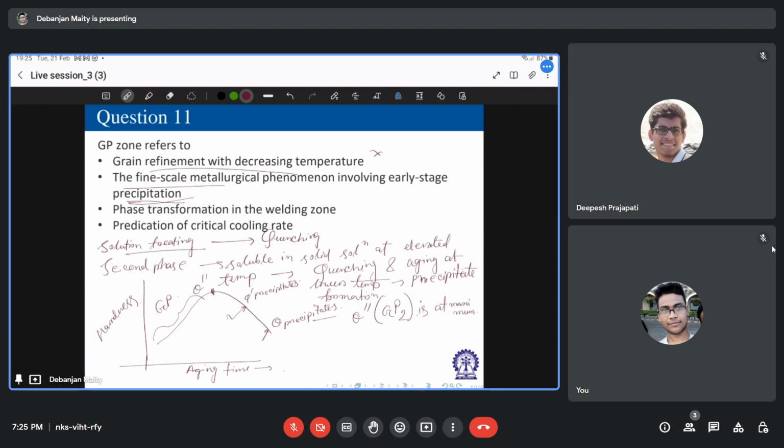And as theta prime grows in size and increases in amount, the coherent strain decreases and the alloy becomes overaged. So these you have come across.